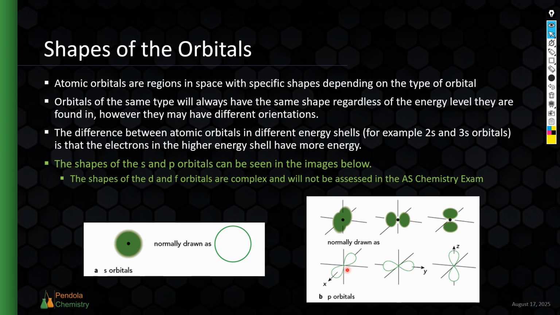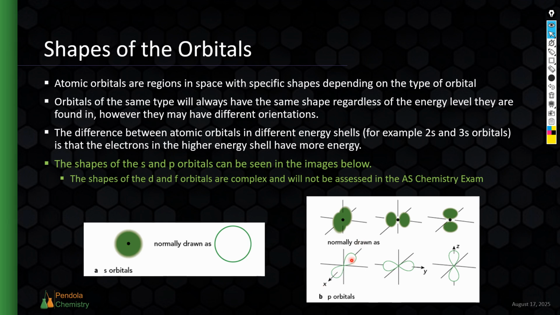The p orbitals are what we call dumbbell shapes, and we draw them like this infinity symbol. Now, there are 3 different p orbitals: px, py, and pz. The difference between px, py, and pz is not their shape. As you can tell, they're all this infinity dumbbell shape, but their orientation.